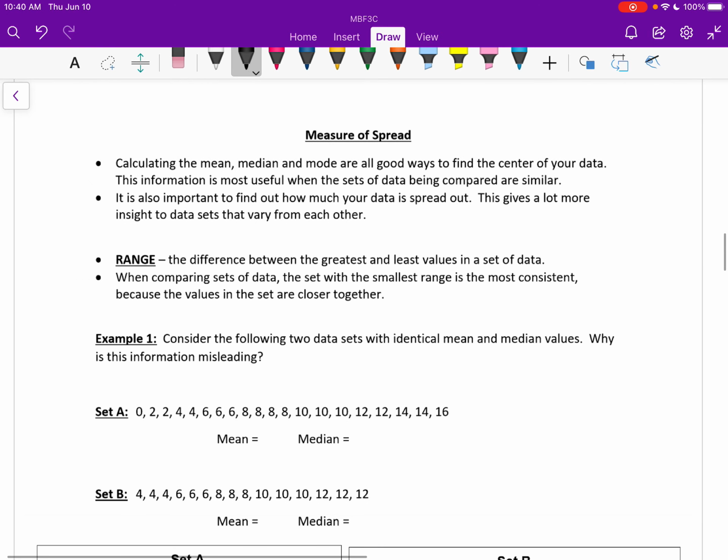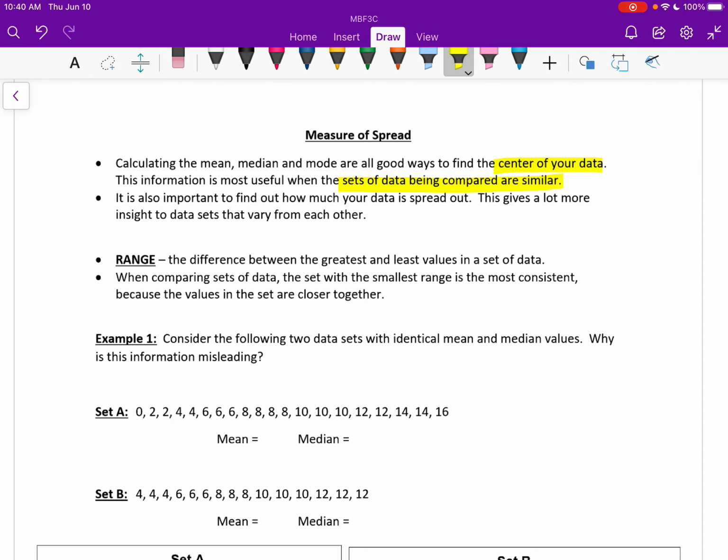Okay? So moving on, we're going to be talking about measures of spread, which is a way for us to talk about mean, median, mode and talk about data, but also consider that there might be a really large range. So calculating mean, median, and mode is a great way to find the center of your data. And this information is only really useful when the set of data that you're comparing is similar. So if you're looking at height and you have kids that are of similar height, then having the mean, median, and mode makes sense.